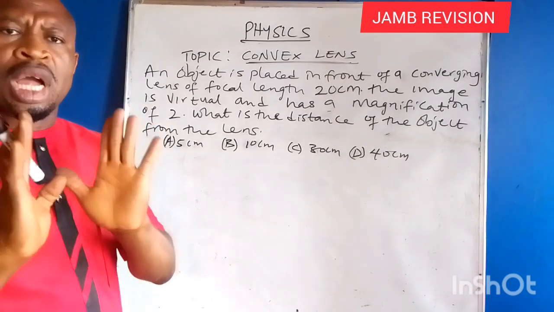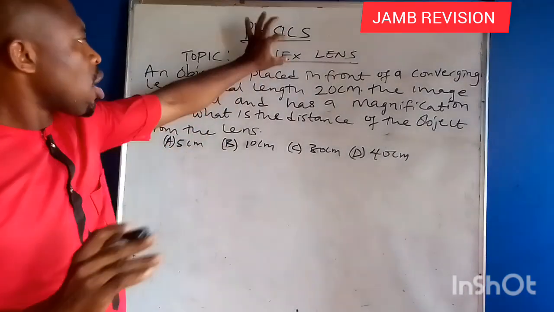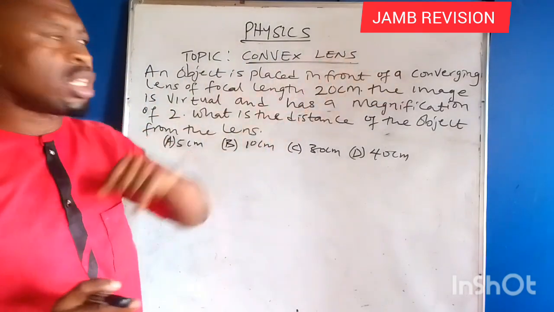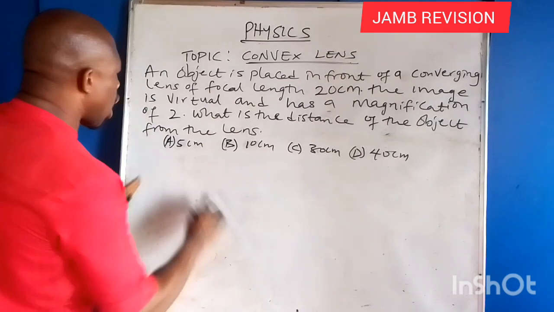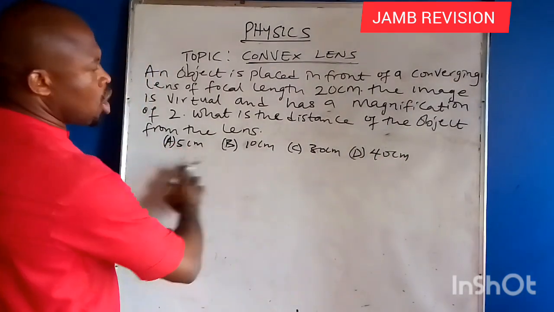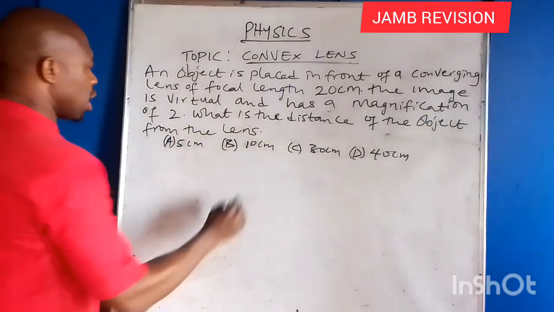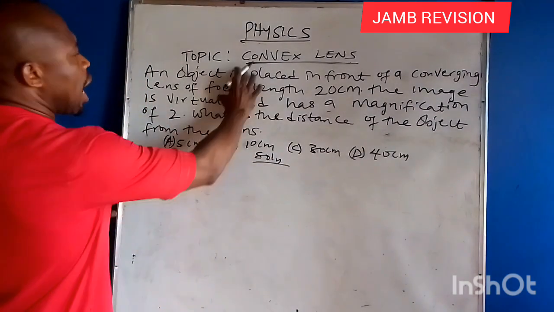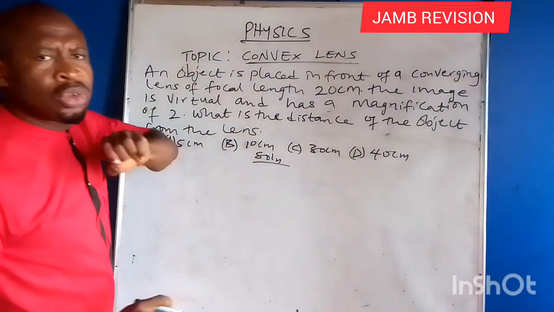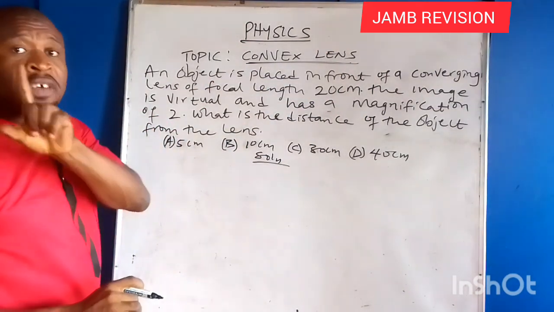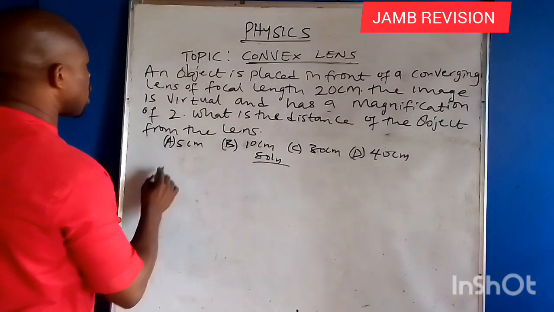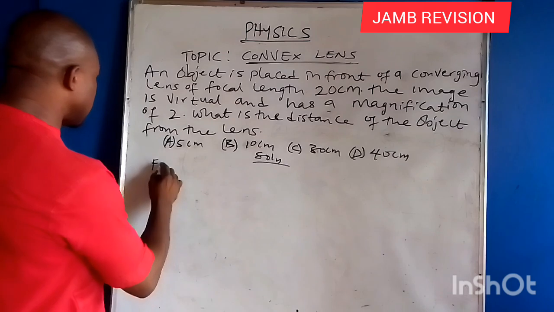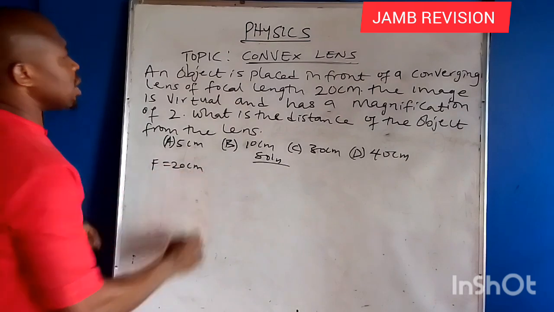Now, this question is taken from convex lens, and of course, we know that convex lens is something as converging lens. And now, the answer is one of these options here. Solution. Now, the first thing we ask ourselves is to bring out the parameters given to us. Very important. Now, from here, we are given that the focal length is 20 centimeter.